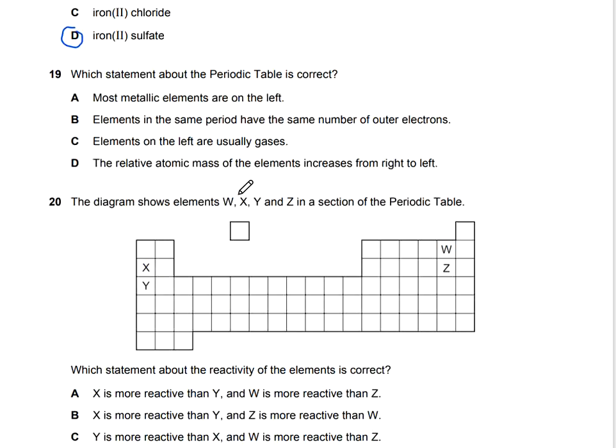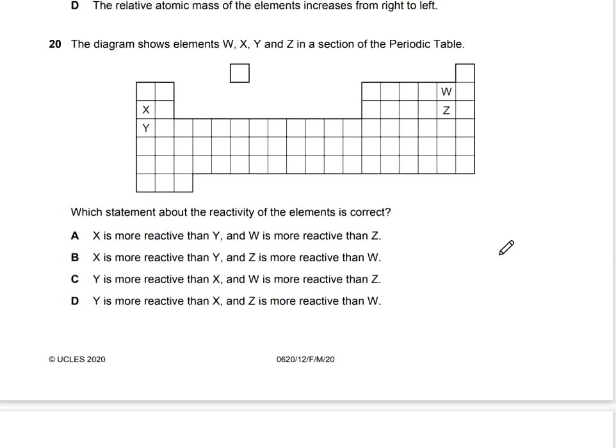Which statement about the periodic table is correct? Letter A, most metallic elements are on the left. It can be. Elements in the same period have the same number of outer electrons, not the period, but the group. So letter B will be crossed out. Elements on the left are usually gases. Actually, they are metals. That's why letter A is the most probable answer. The relative atomic mass of the elements increases from right to left. It should be from left to right. So the correct answer for that is letter A.